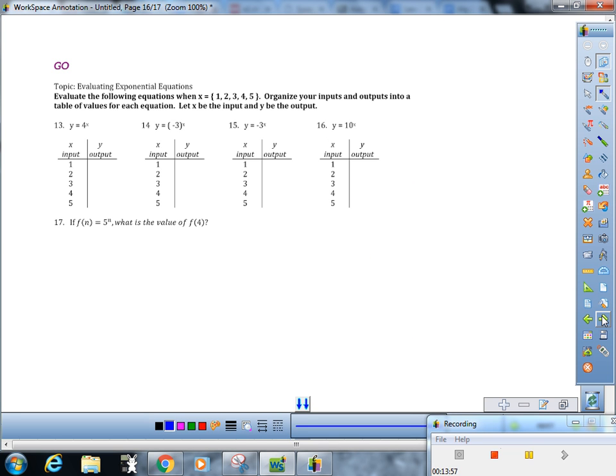One more page. Evaluate the following equations when x equals 1, 2, 3, 4, and 5. Organize your inputs and outputs to a table. Let x be the input and y be the output. Okay, so y equals 4 to the x. Well, 4 to the 1 is 4. 4 squared is 4 times 4. It's 16.